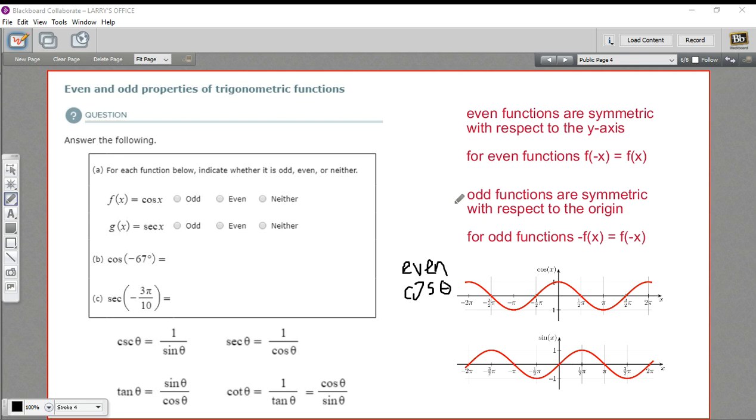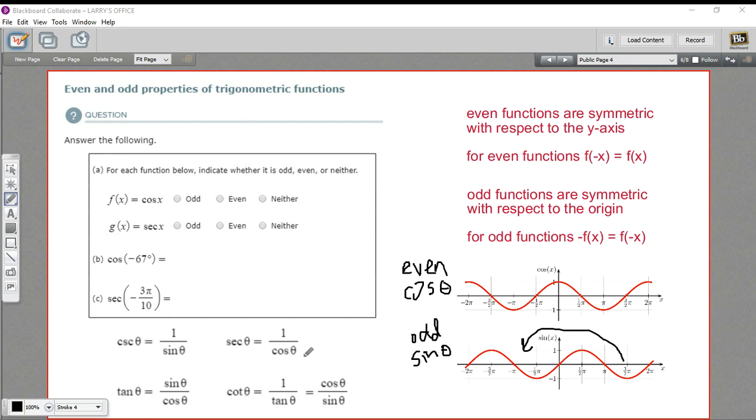The definition of an odd function is that they're symmetric with respect to the origin. So imagine spinning this around the origin 180 degrees. If you did that 180 degrees, you would get the same thing. So this is symmetric with respect to the origin. So the sine of theta is odd.